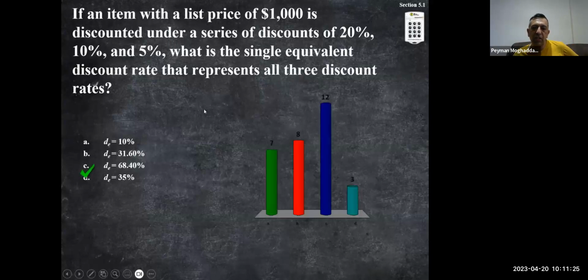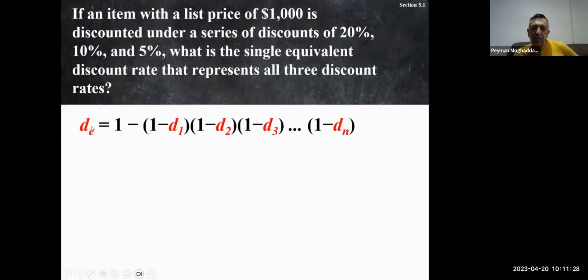So the equivalent discount rate, we learned, is going to be (1 minus D1)(1 minus D2)...(1 minus Dn). In this case, we have 3 discounts, so it's going to be (1 minus D1)(1 minus D2)(1 minus D3). Now we put it there.